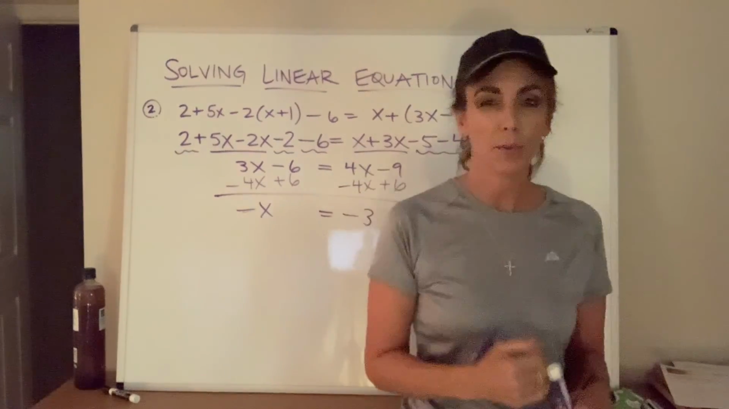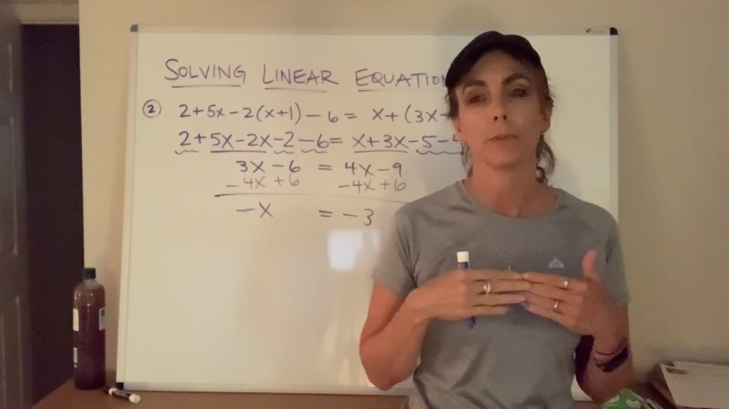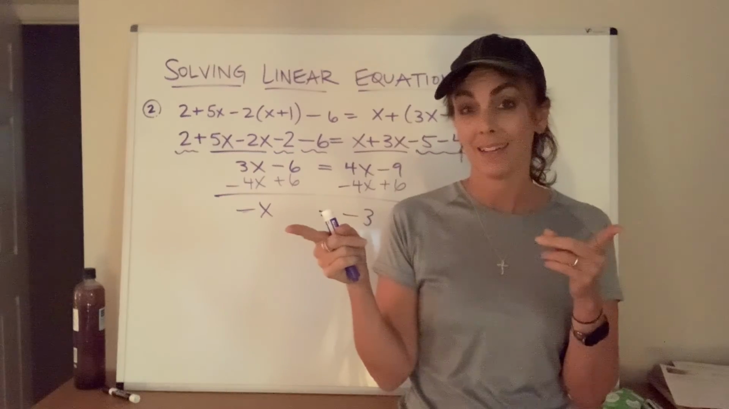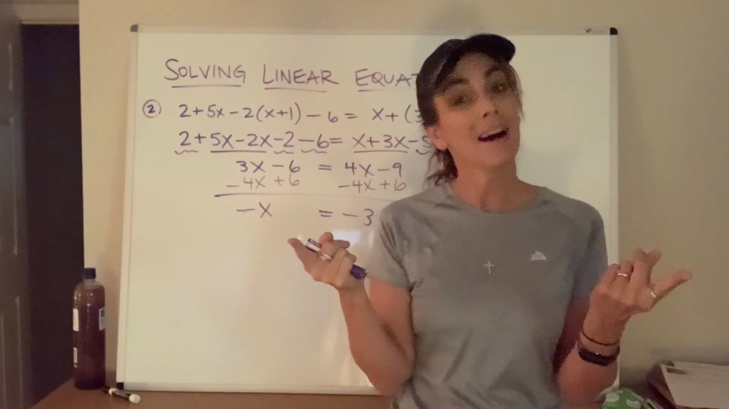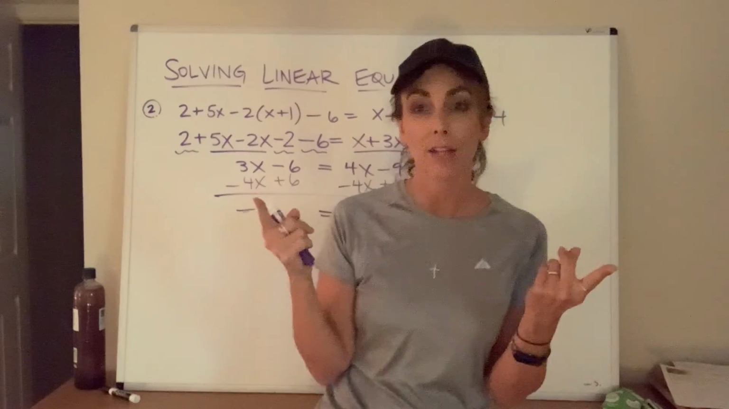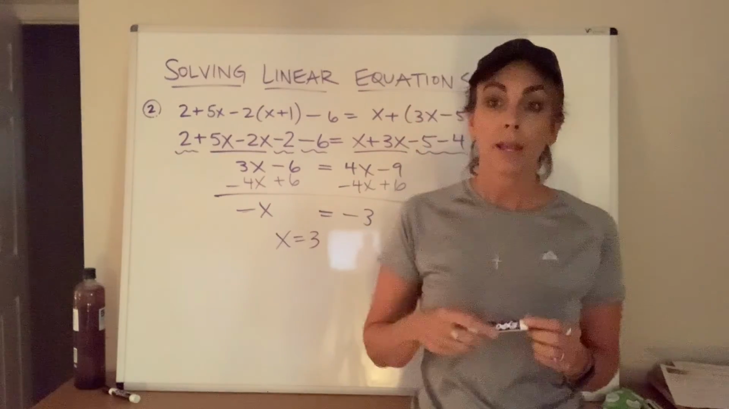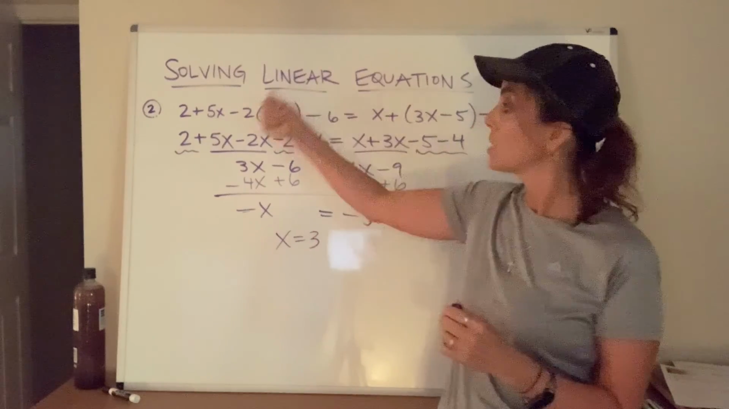Well, that's close to what I want, but I really want what x is equal to. And so if negative x is equal to negative 3, then positive x will equal positive 3. And I can actually get this algebraically by dividing both sides by negative 1. And I can also go through and double check.